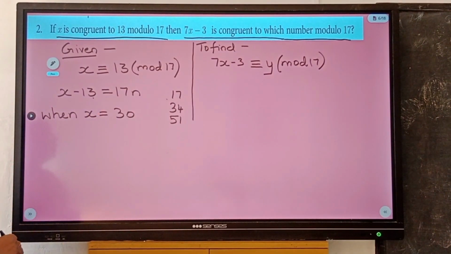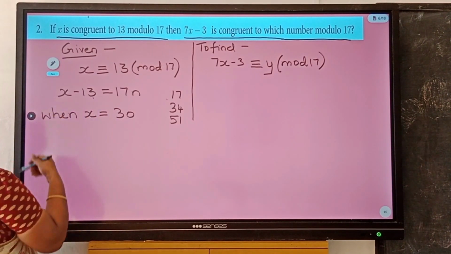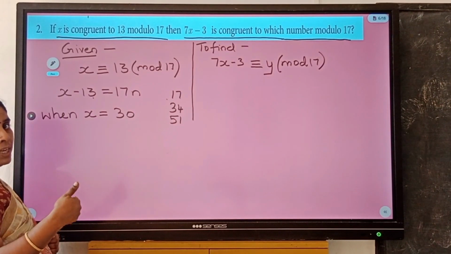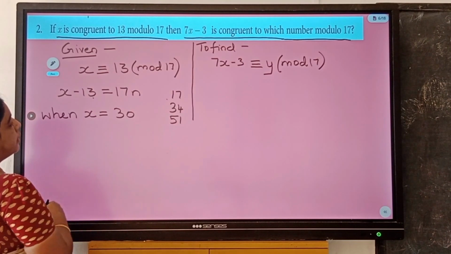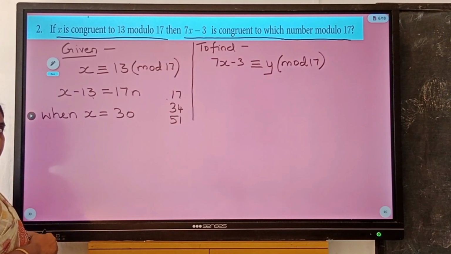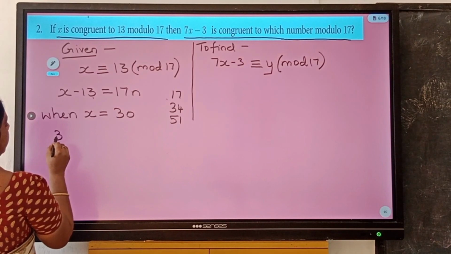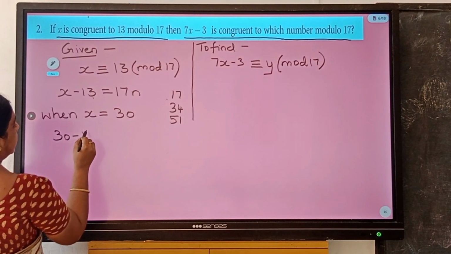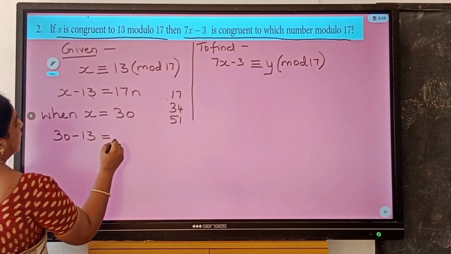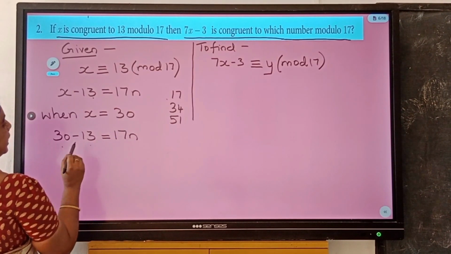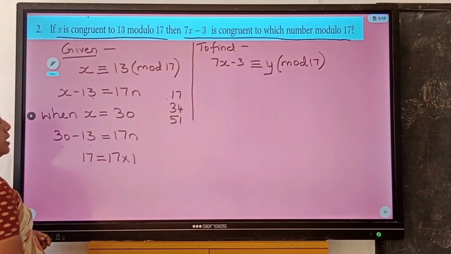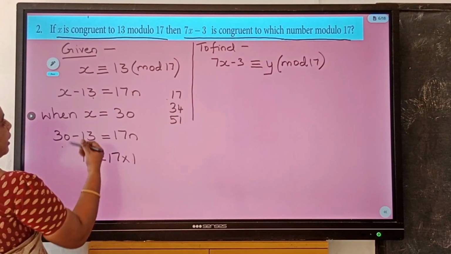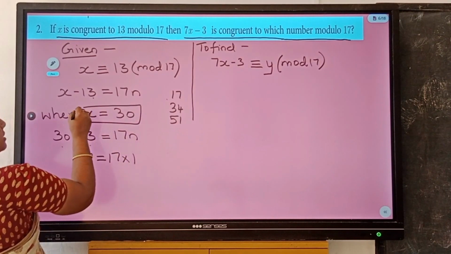We have 17 here and we have 13 here. So when I take 1, 2, 3 and all, it will come in the negative number. So here I am taking x to be 30. So when you take the value of x as 30, you can find 30 minus 13 is equal to 17. 17 is nothing but 17 ones are 17. So I am taking here x value as 30.